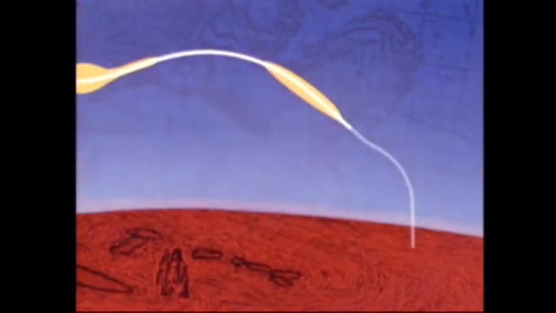The Apollo entry phase will terminate at about 23,500 feet altitude. At this altitude, the drogue chutes will come out, and the spacecraft descends to splashdown by parachute.